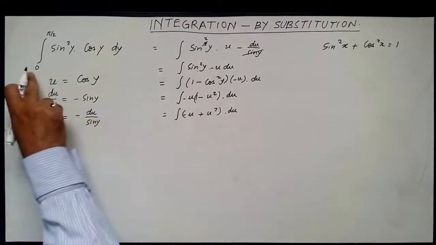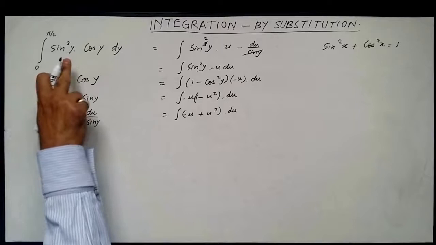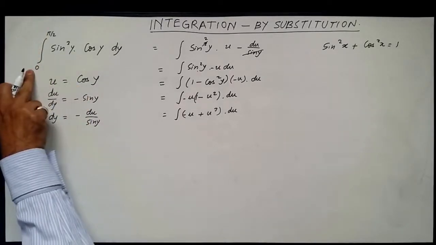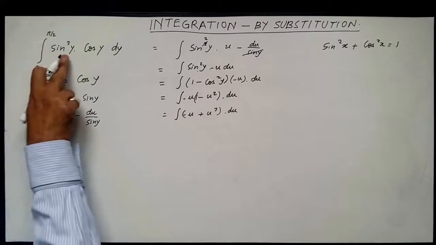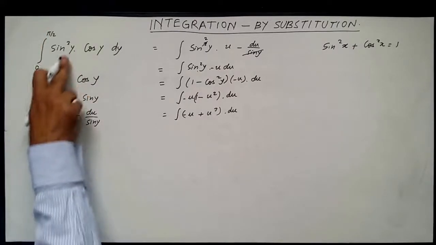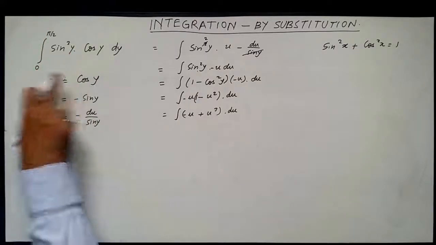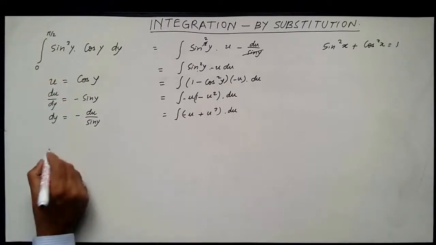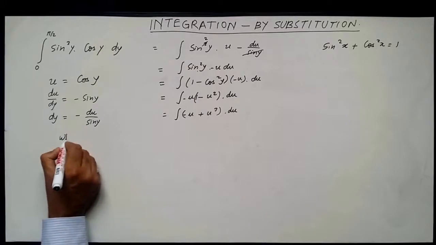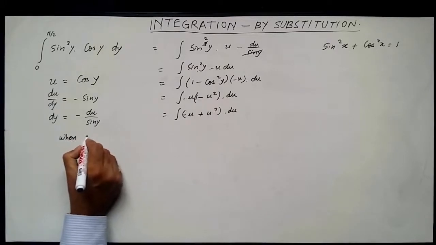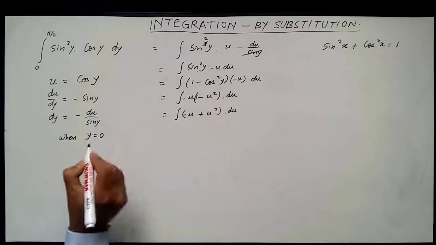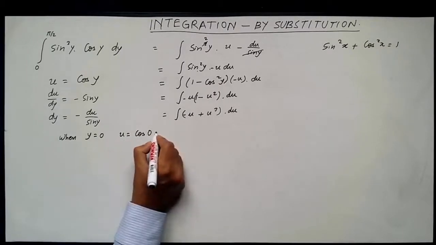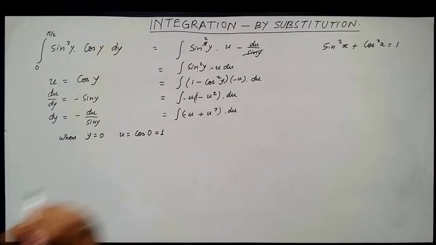Now we were integrating between the limits of 0 to pi by 2 when it was y. But now we have substituted u equal to cos y. So we also have to change the limits 0 and pi by 2. How can we change that? So when y is equal to 0, u is equal to cos of 0, which is 1.